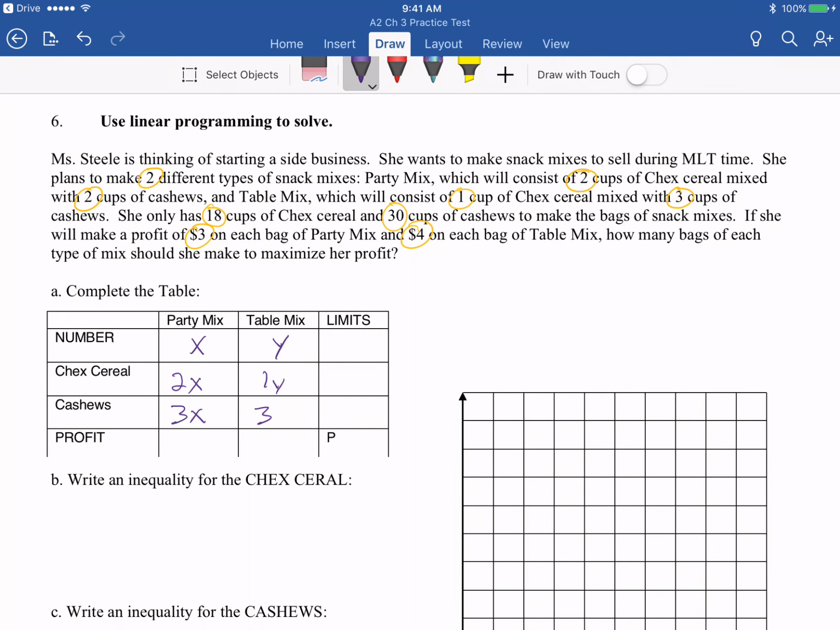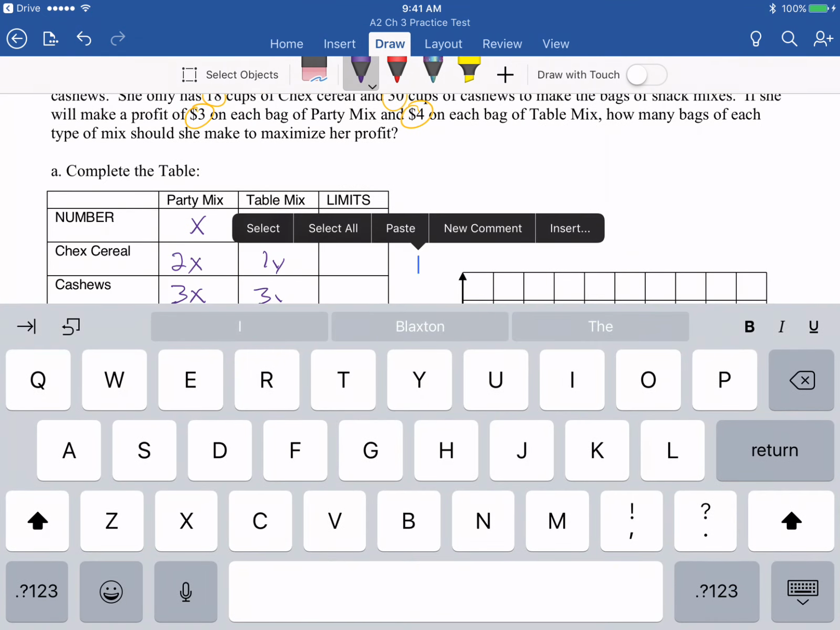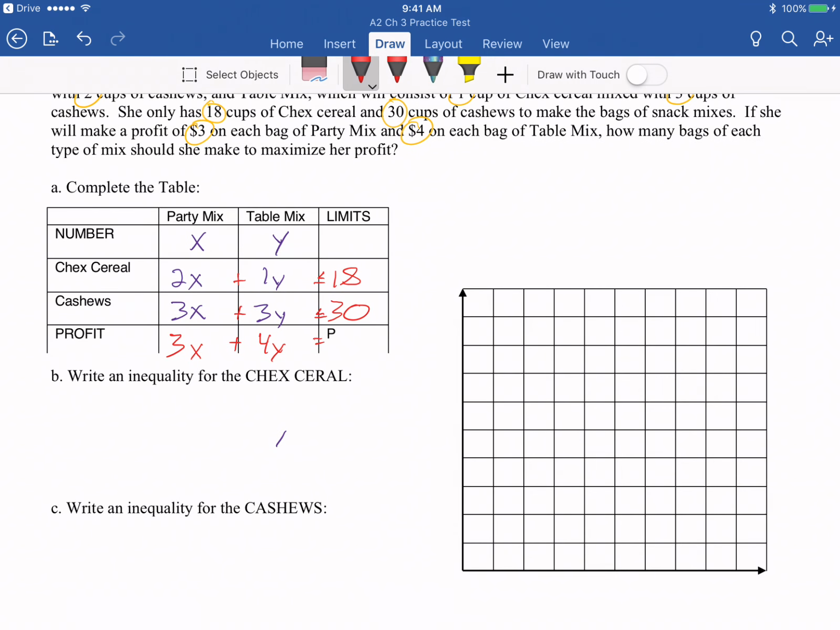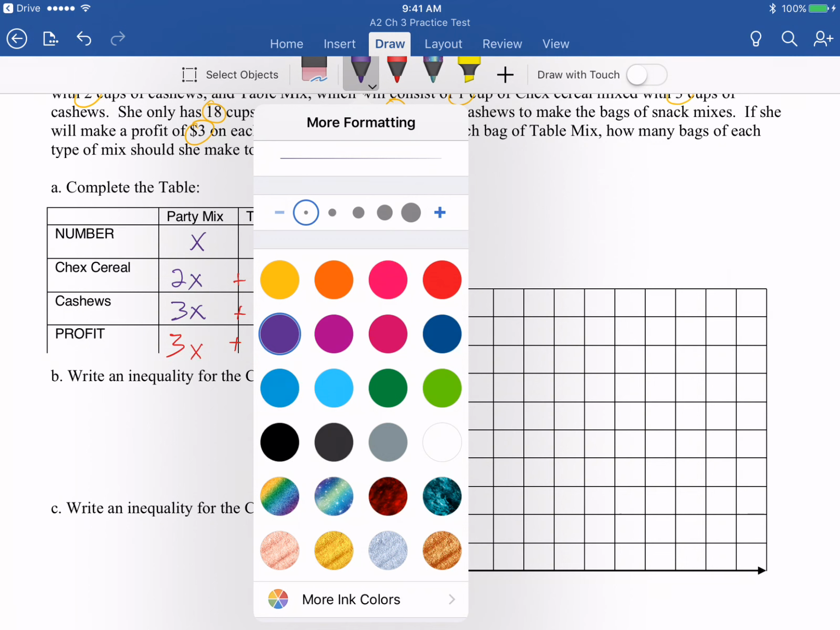All right, 3 for the table mix of the cashews. Again, you can go through here and read this to find out what these are, and then it tells me my limits here. It tells me that I have 18 cups of Chex cereal and 30 cups of cashews, and I profit $3 and $4. Every single time there's pluses in here, these are most of the time less than or equal because these are our maximum, and then the bottom one is equal there.